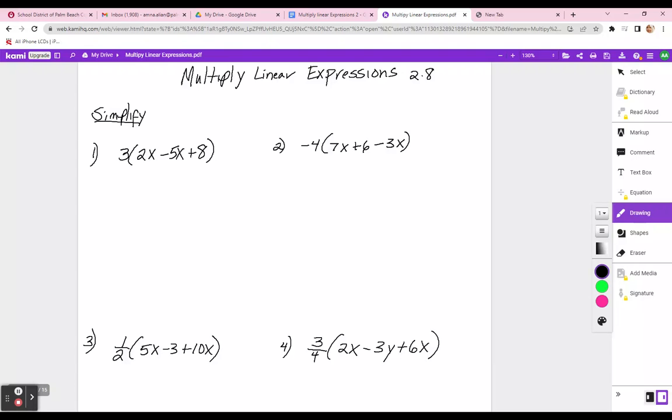Hi everyone. In this lesson, we're going to learn how to multiply linear expressions. So let's go ahead and look at the first problem.